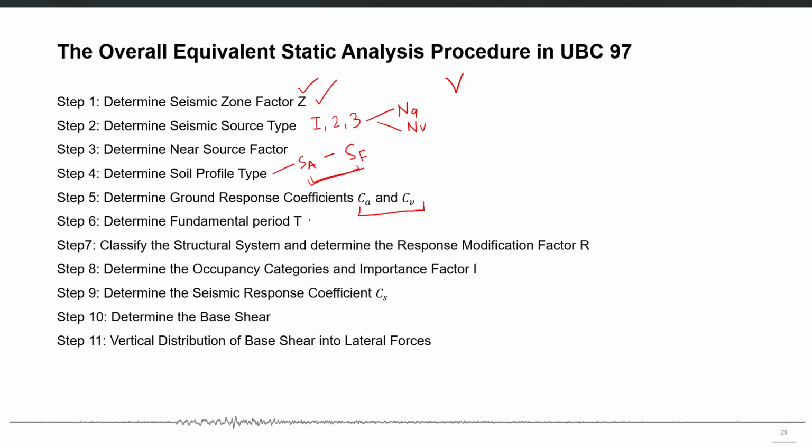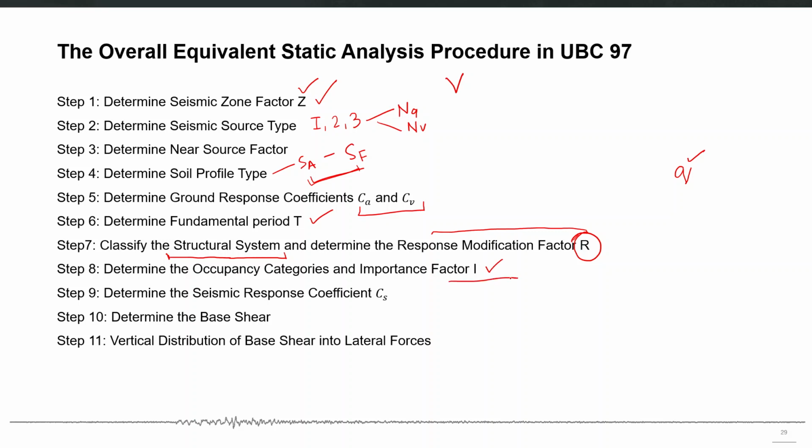You also calculate the fundamental time period, and you also have to classify your structural system. You have to check which structural system your building has in lateral direction, and then you go to a particular table and pick the response modification factor R, also known as the overstrength factor in UBC 97. In all the codes after UBC 97, this factor is called the response modification factor. In Euro codes, this factor is called the behavior factor, and it is denoted by the alphabet Q. So then you have to determine the occupancy category, and that will help you in picking the value of importance factor from a particular table.